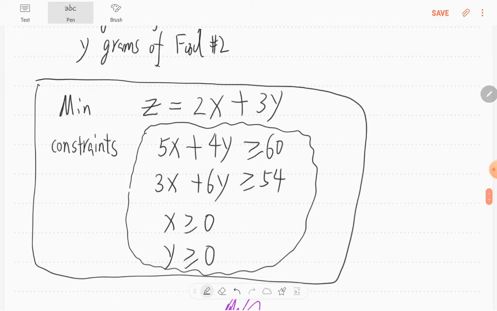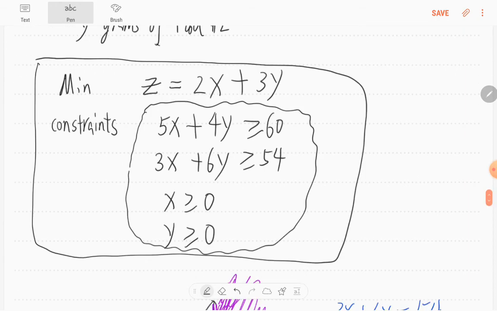Then we write down the constraints. Okay, this is the first constraint. It's at least 60 units for vitamin P, and the second inequality is at least 54 units for vitamin Q, and X and Y should be non-negative, right? So X is greater than or equal to 0, and Y is also greater than or equal to 0.